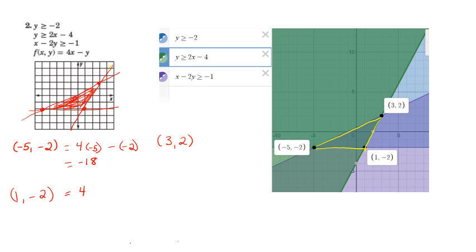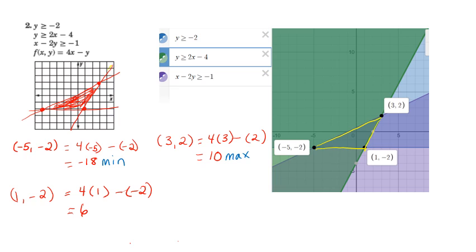Here I'm going to do 4 times my x-coordinate, which is 1, minus the negative 2. Again, minus the negative 2 is the same as adding 2. So 4 plus 2 is 6. And then I'm going to do 4 times 3 plus 2. Nope, minus 2. I wrote that problem wrong. The function is 4 times x minus y, so 12 minus 2 is 10. So now we're going to find our maximum. It's 10, so that's our maximum value. And then our minimum value is negative 18.